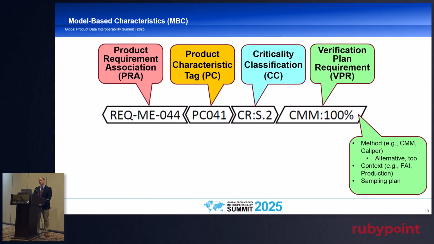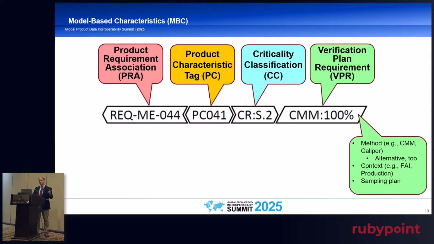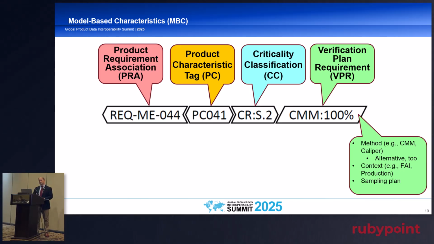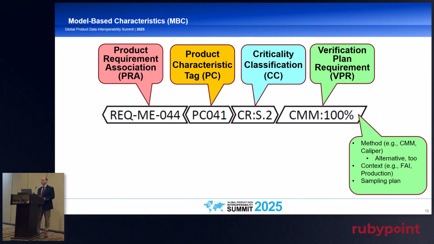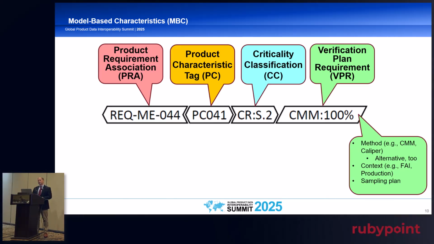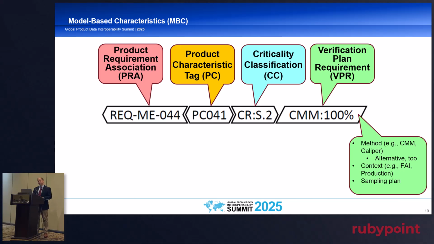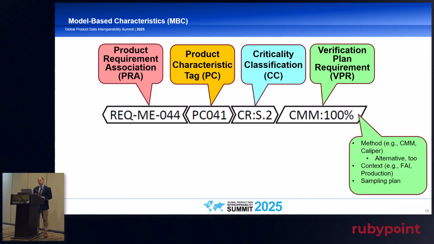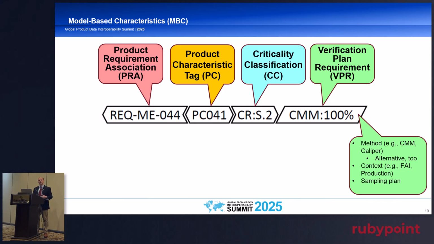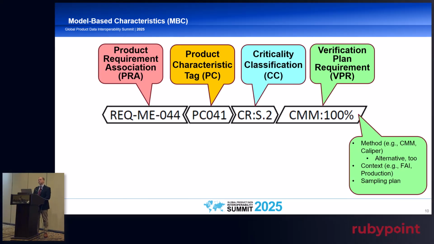And then there's also the area of the verification plan requirement. Here we're really talking about a couple things. One is what's called the method, basically what type of inspection method you're going to be using, maybe CMM or caliper, for example. You can specify the sampling plan, and in this case it's specified 100%. We're going to inspect 100% of our parts for this particular characteristic.